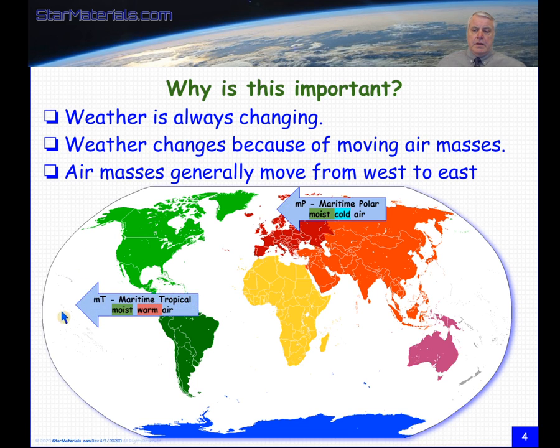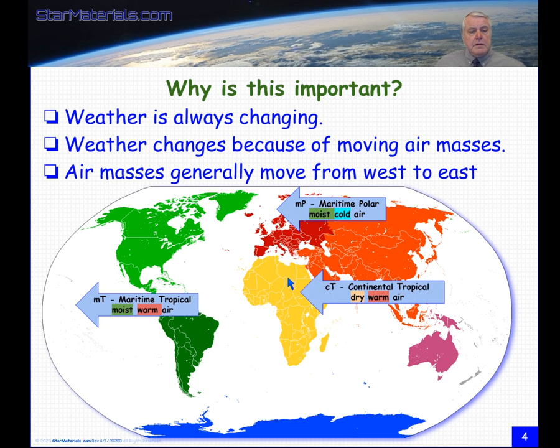Let's look at an air mass down here. That would be mT. M, maritime or moist, but tropical, warm. So we have mP, mT. Moist, cold, moist, warm. It's because they're formed in different places.